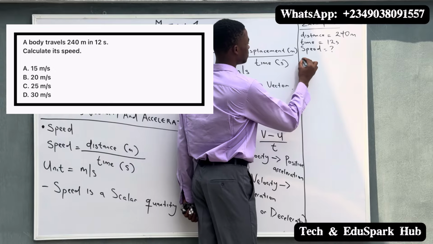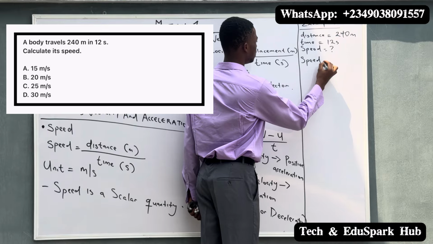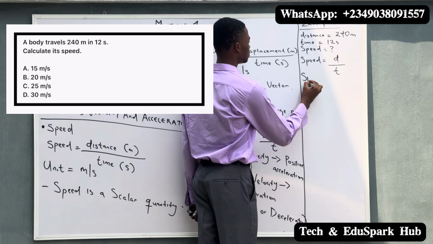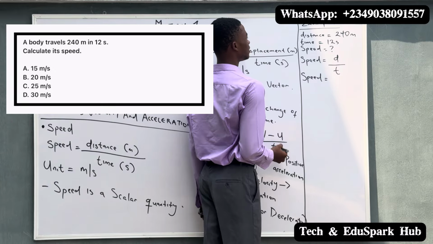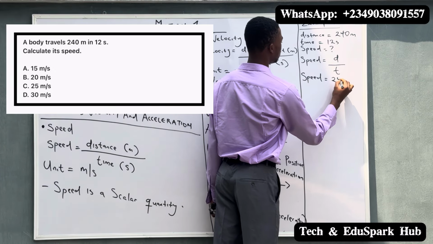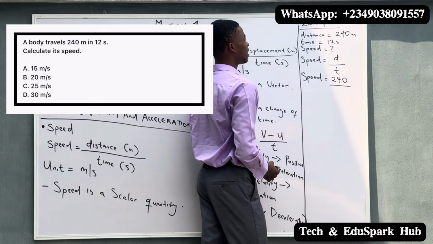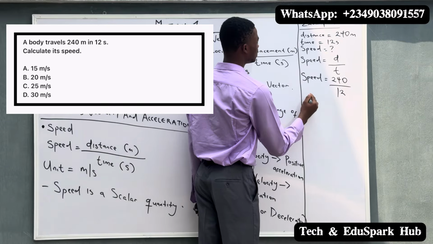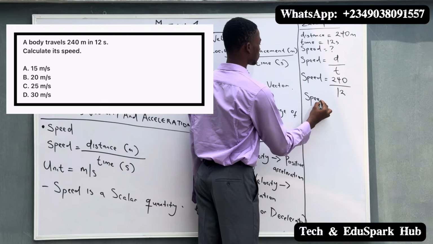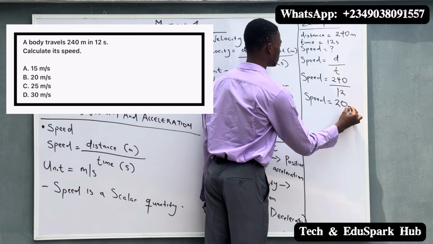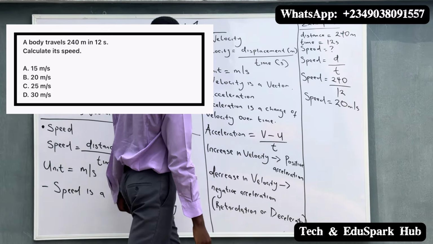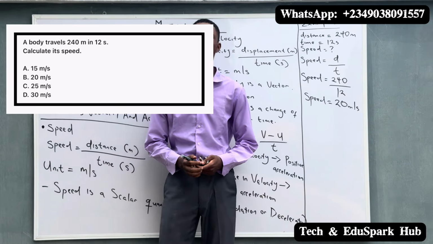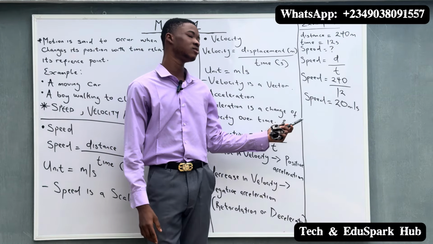So in this case, our speed is equal to d, which is the distance, over time, which is t. So our speed is equal to, what is our distance? Our distance from the question is 240 meters, while our time from the question is what? 12 seconds. So when you press this in your calculator, we have our speed to be equal to 20 meter per second. So don't forget your unit, which is what? Meter per second. So this is our final answer to a question of this type. So option B is correct. We have 20 meter per second.